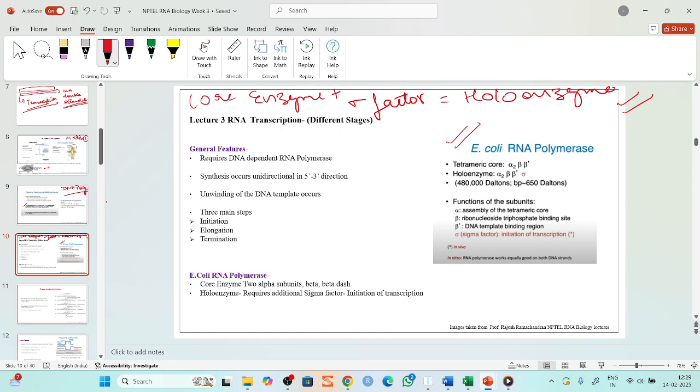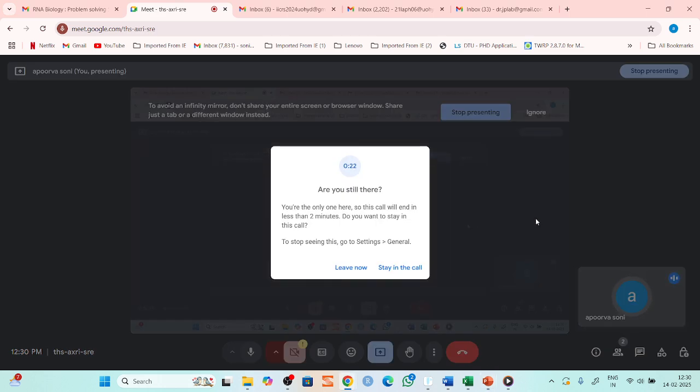Then the alpha subunit. What is the function of the alpha subunit? The alpha subunit is required for the assembly of the tetrameric core. That means this tetrameric core can be assembled with the help of the alpha subunit. The beta subunit is required for the ribonucleoside triphosphate binding site.